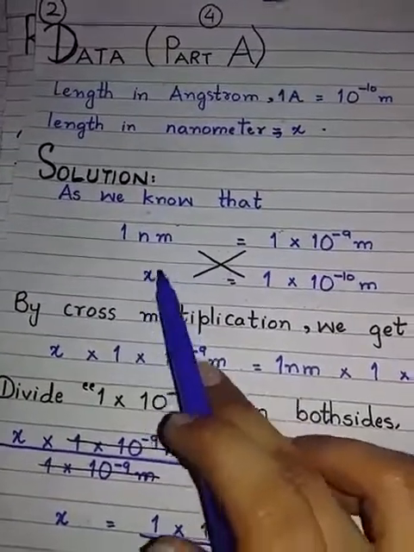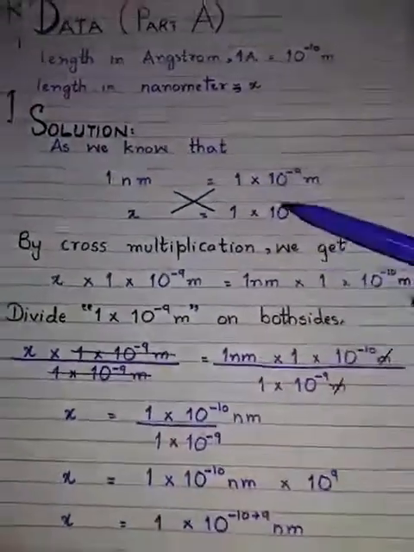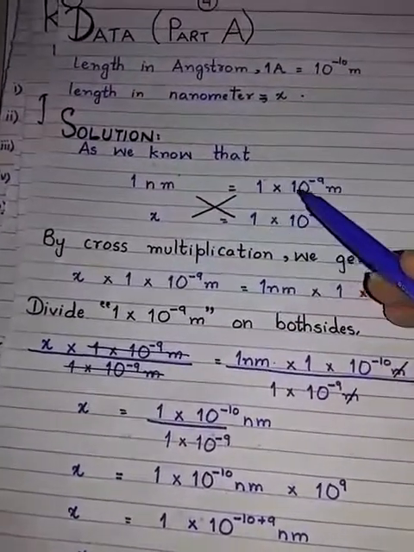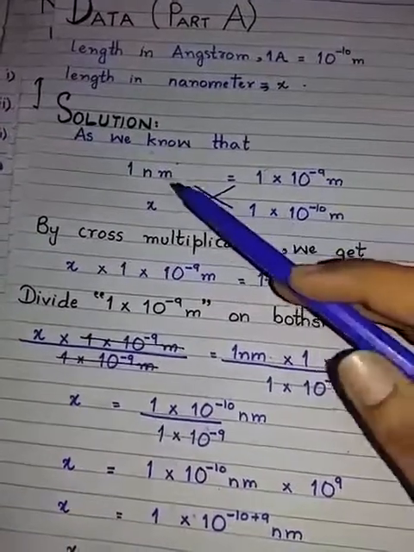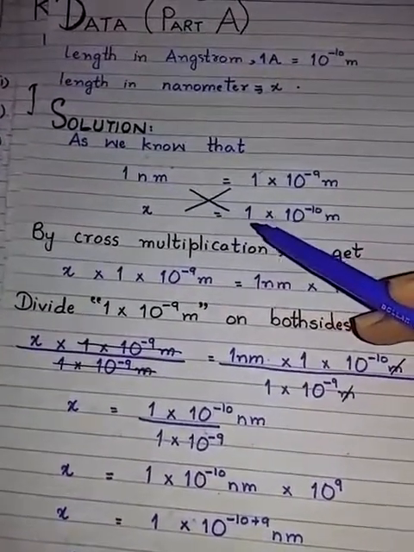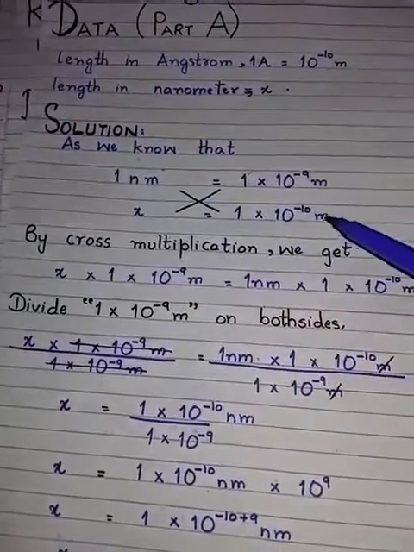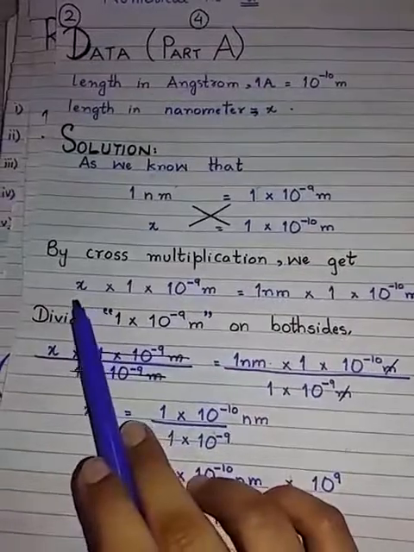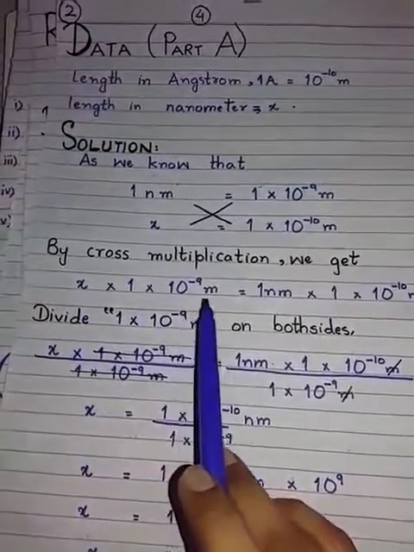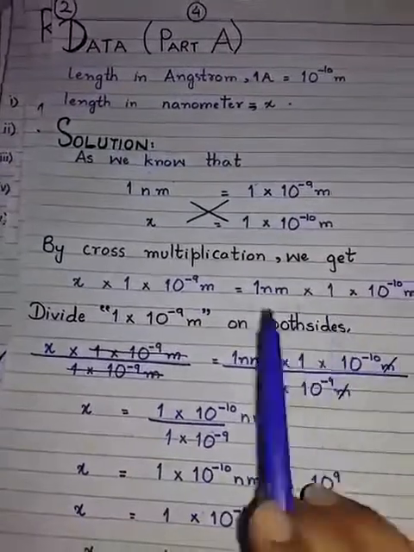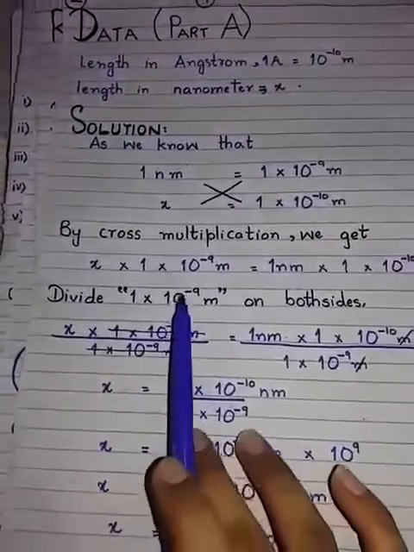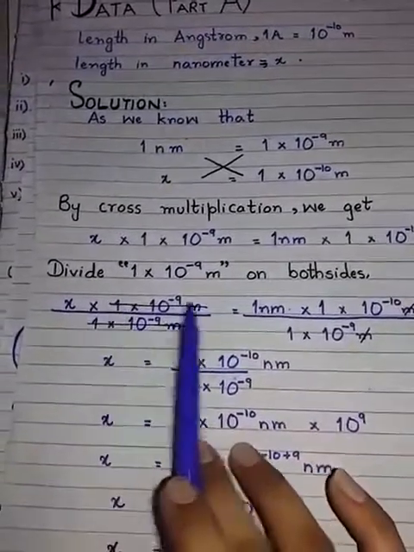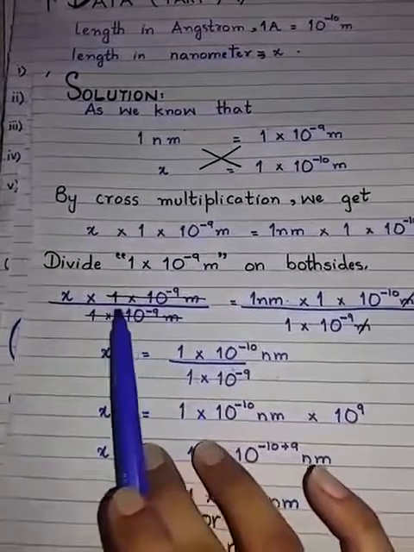So length in nanometer is equal to x. Again, girls, by cross multiplication we get x multiplied by 1 into 10 raised to power minus 9 meter is equal to 1 nanometer multiplied by 1 into 10 raised to power minus 10 meter. For finding the value of x, divide by 1 into 10 raised to power minus 9 meter on both sides. So when we divide on both sides, this value 1 into 10 raised to power minus 9 meter cancels.